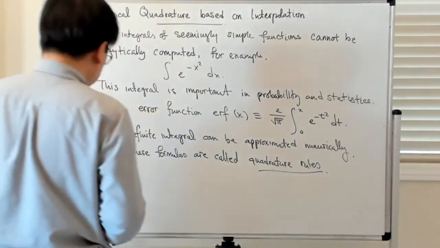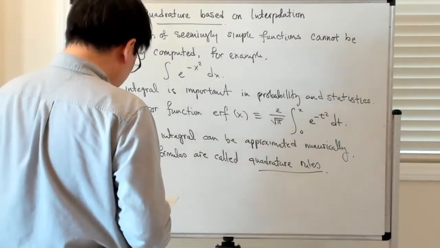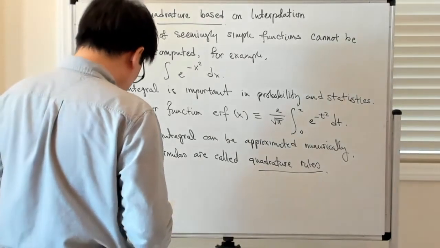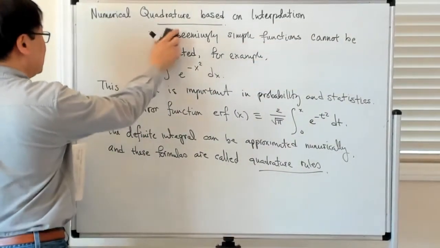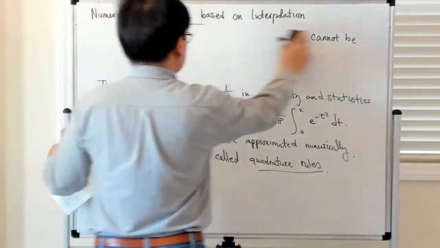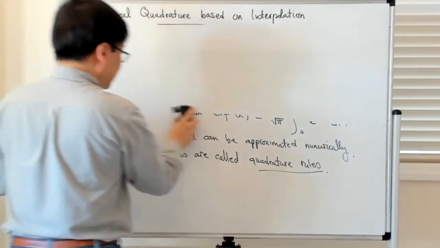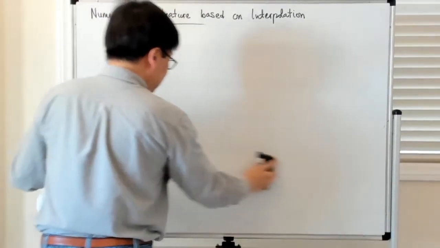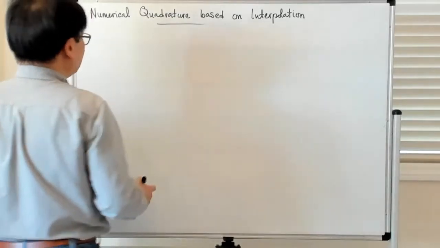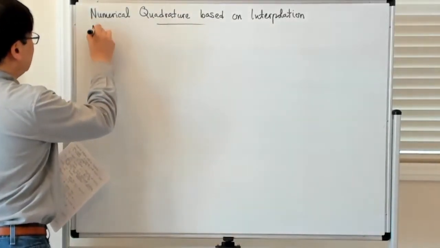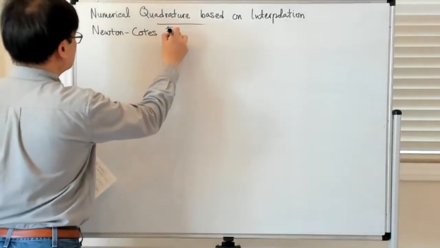So let me briefly talk about one very standard and straightforward way of constructing such a quadrature rule. It's similar to the introductory lecture I mentioned, where you take the function and approximate it by a polynomial interpolant, and then you exactly integrate that polynomial. That is exactly how you go about doing this. This leads to what are called Newton-Cotes methods, Newton-Cotes formulas.